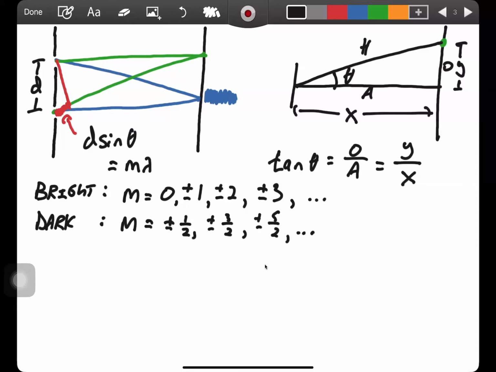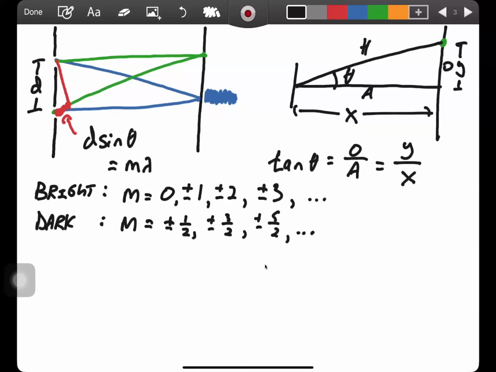So you might get questions where you're asked to figure out how far up on the screen or down on the screen you are for some order of maximum or minima. Just know that the order of the maximum or minima corresponds to what the m value is. You're going to have a central primary maxima, with dark regions on each side of it, followed by bright regions, followed by dark regions, followed by bright regions. So just keep track of the m. Know that the pluses correspond to above the central maximum on the screen, and the minuses correspond to below the central maximum on the screen.